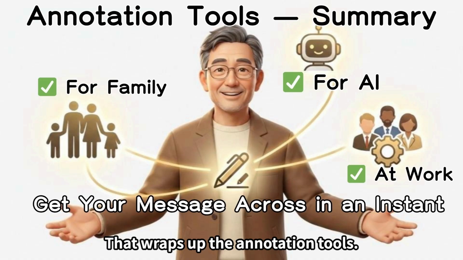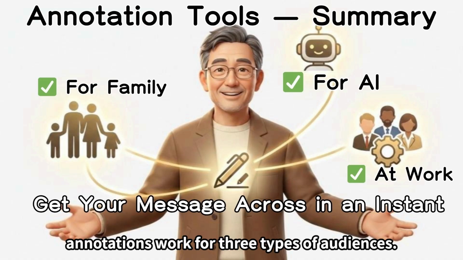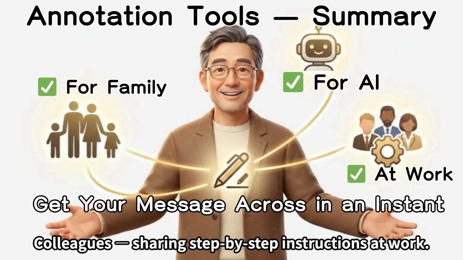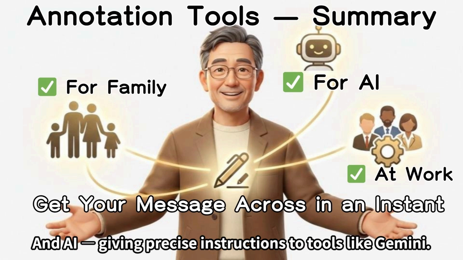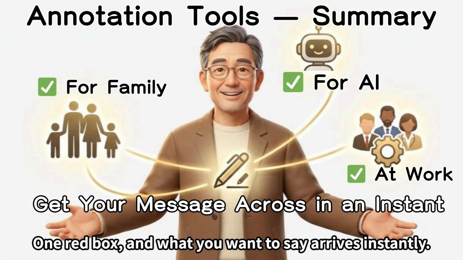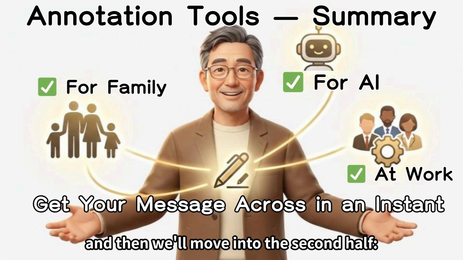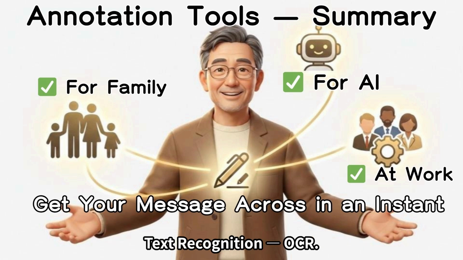That wraps up the annotation tools. To summarize, annotations work for 3 types of audiences: family members, explaining how to use a phone or computer; colleagues, sharing step-by-step instructions at work; and AI, giving precise instructions to tools like Gemini. One red box, and what you want to say arrives instantly. Let's take a quick break here, and then we'll move into the second half: text recognition, OCR.